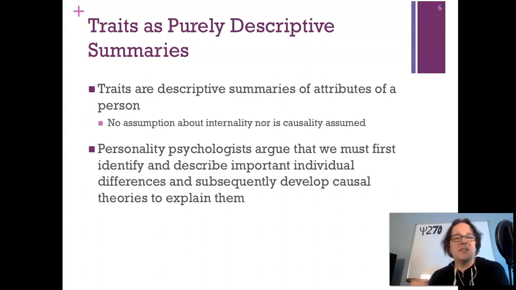So personality psychologists who take this type of approach will argue that we must first identify and describe these types of individual differences that are important, and then we can develop causal theories to help explain them. So, in other words, it's not the traits itself that are causing us to act in certain ways. The traits help us describe a set of behaviors or cognitions and emotions, help us organize them, help us describe them, help us make sense of them, and then we can go start looking for the causes of those cognitions, behaviors, and emotions.